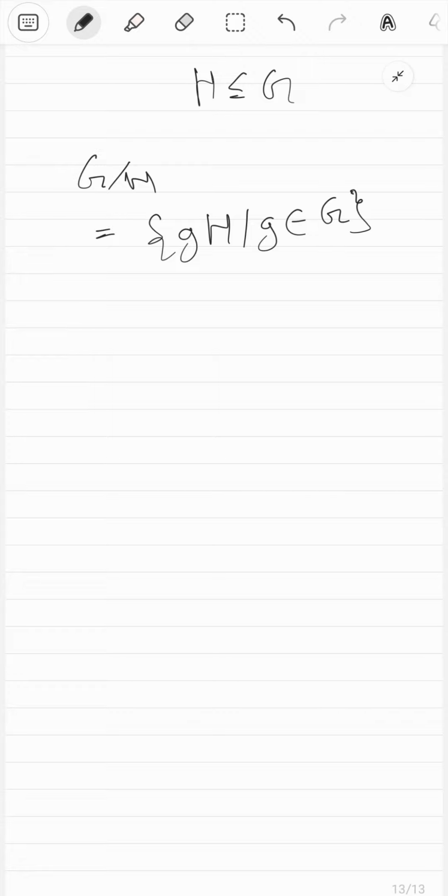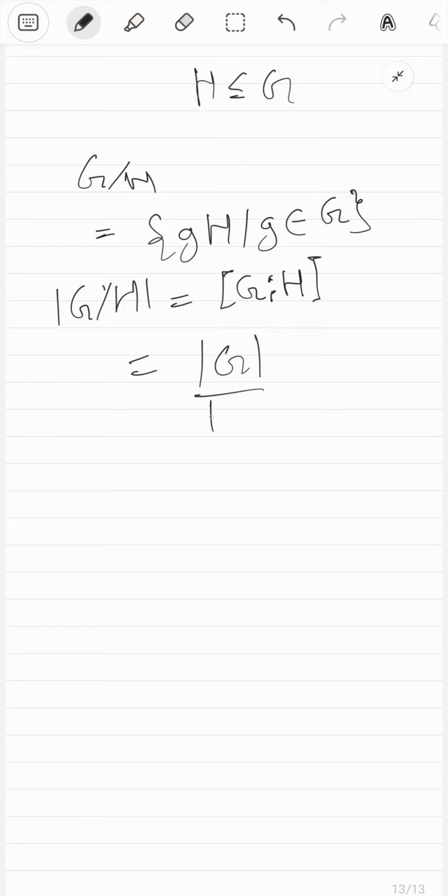In that case, you can just say that the cardinality of G by H is just the number of cosets essentially. That is just the cardinality of G upon the cardinality of H by Lagrange's theorem. Come on, you know it, right? We just did this in the last video, so this should be obvious by now.